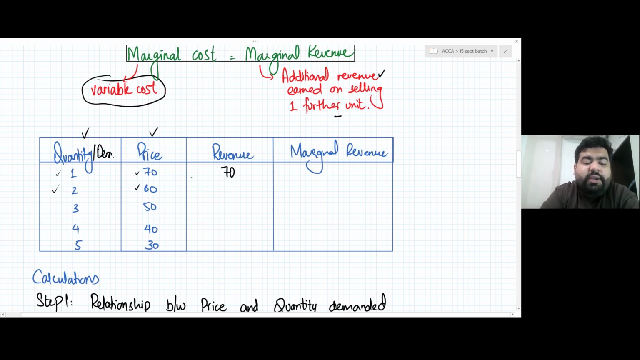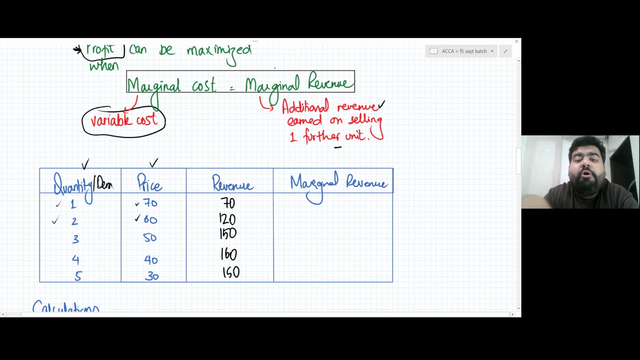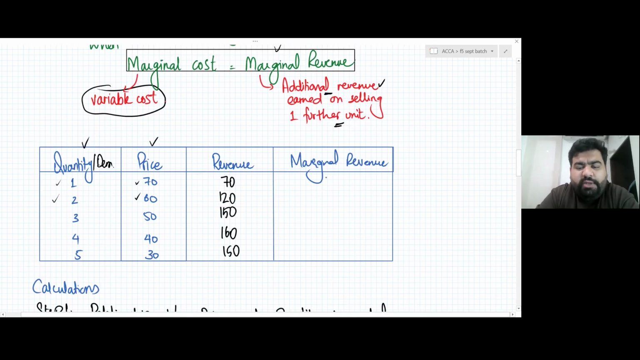Quantity multiplied by price: 70; 60 into 2, 120; 50 into 3, 150; 40 into 4, 160; 30 into 5, 150. That is the revenue we have calculated, but I am concerned about marginal revenue, the additional revenue earned on selling one further unit. The first marginal revenue will be 70 because before that there was no revenue. Now you calculate the difference between previous and new revenue: 120 minus 70, 50, is the marginal revenue, the additional revenue earned on going from 1 to 2 units. Then marginal revenue is 30 from 120 to 150, then 10 from 150 to 160, and minus 10 from 160 to 150.